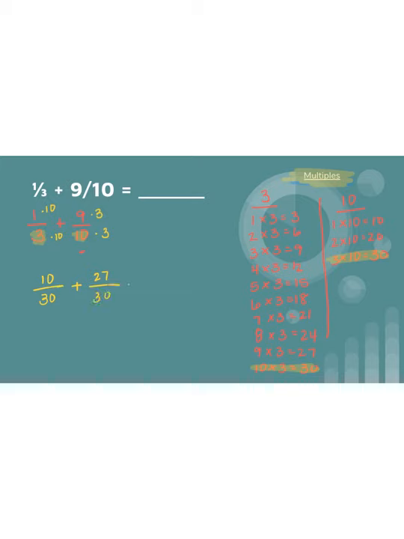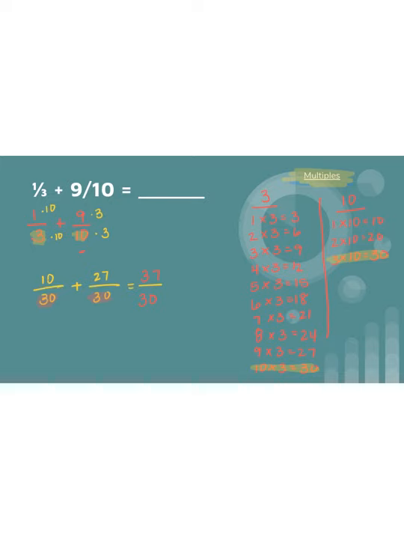Now I'm just going to go just like I did before. I'm going to look and see what my bottom number is. So I have a 30 here and I have a 30 here. As long as they're both the same, I can go ahead and add, knowing that this is also going to be a 30 on the bottom. Remember, you don't change that bottom number, that stays the same. And then that 10 plus 27, we're just going to add straight across. So 10 plus 27 is 37.